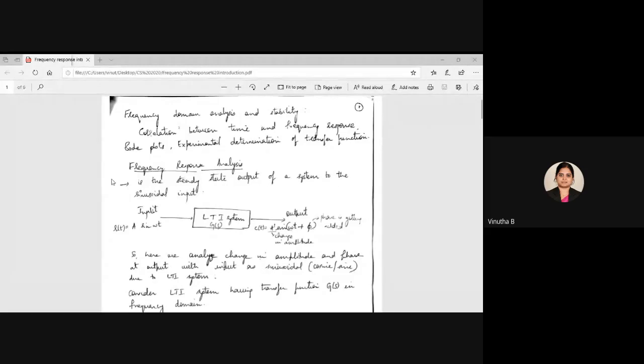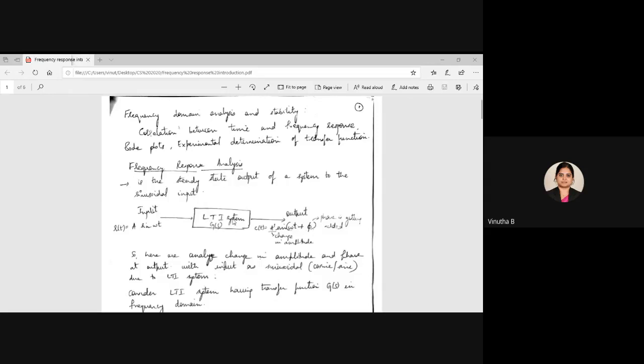So here you can see that the system that we have considered is a linear time invariant system which has a transfer function G of s. So there is an input and there is an output. And the input, which is represented by r of t, is given by A sine omega t. A is the amplitude, this is the sinusoidal signal, omega is the frequency, and this is the time. It is given to the LTI system which has a transfer function G of s. And what is the output that you see here? It is defined by c of t, which is equal to A dash sine of omega t plus phi.